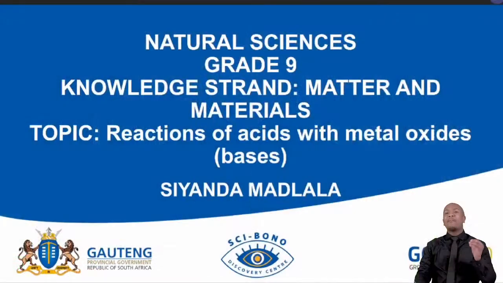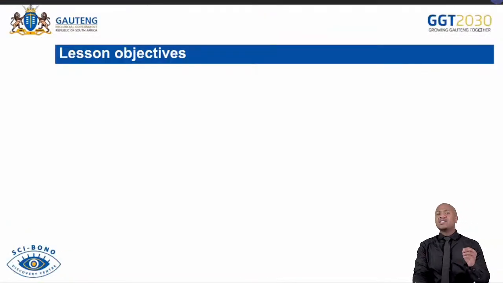Right. So today we're going to be looking at the reactions of acids with metal oxides. In particular, metal oxides are bases, right? So we are still on the reactions of acids and bases. We just want to look at metal oxides as bases and their reaction with what? With acids. So this topic is also found under the strand, matter and materials, for our term 2. So now let's proceed.